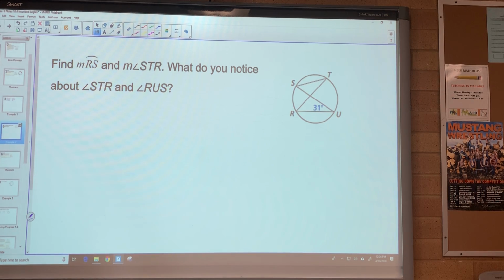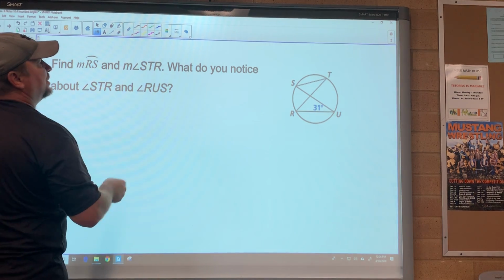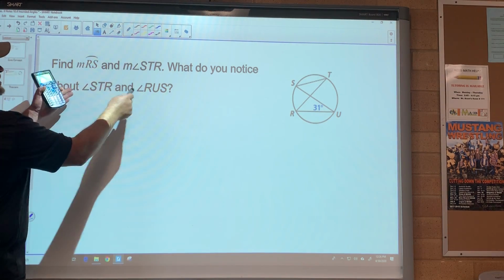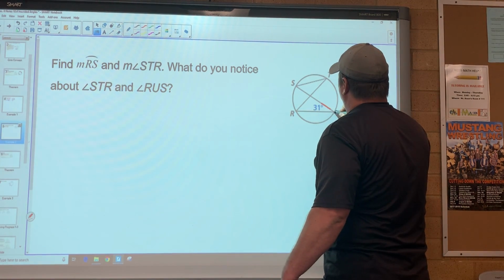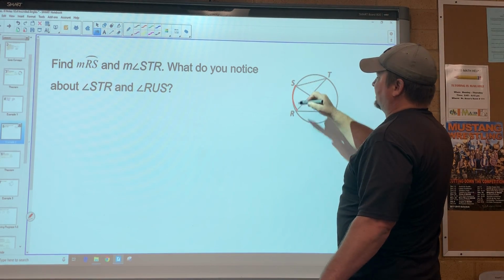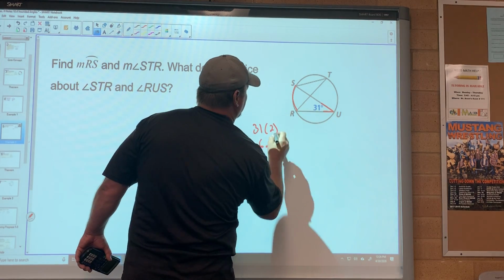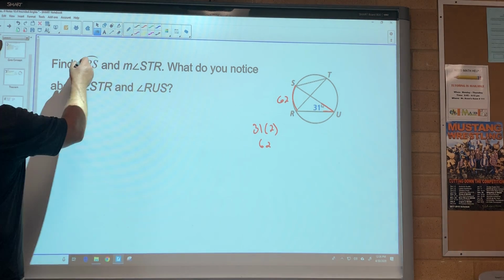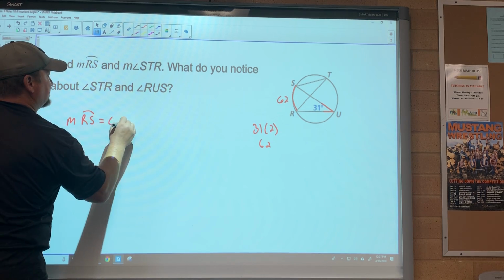Find the measure of arc RS and the measure of angle STR, so T is my vertex. Do we notice anything about the angle? Let's go find those first and then we'll talk about this. We've got an angle right here of 31. The arc that makes it is right here, S to T, so we'll double that. 31 times 2 is 62. So 62 is the arc for R to S. The measure of arc RS equals 62.